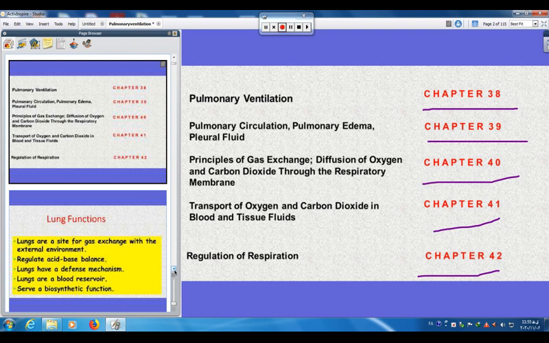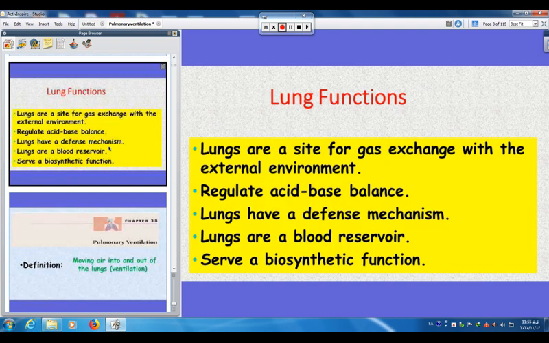In this session, we focus on chapter 38. For the introduction, you should know that lung functions are very different. For example, lungs are a site for gas exchange with the external environment. This is the main lung function. Other functions, for example, are regulating acid-base balance, and lungs have a defense mechanism, and lungs are a blood reservoir and serve a biosynthetic function.